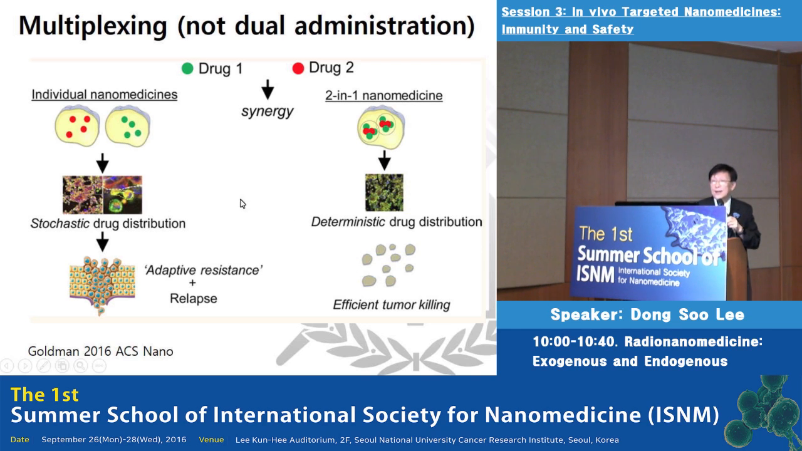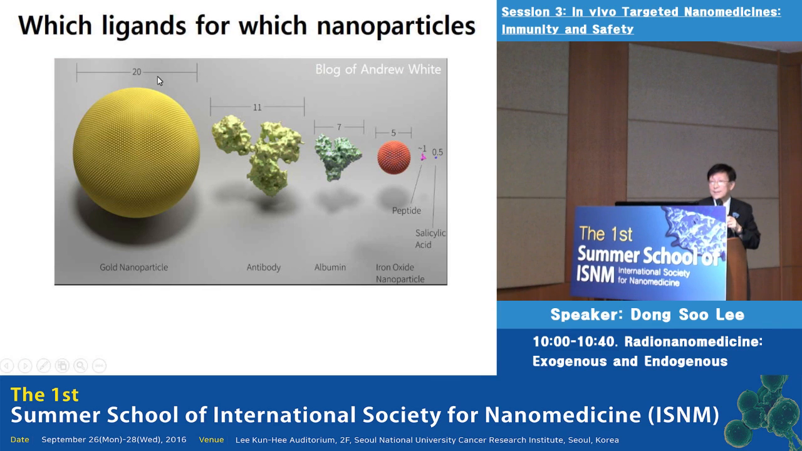So multiplexing is this kind of thing. Which nanoparticles? Gold nanoparticle is just like this. Antibodies. Antibody is actually nano, 11, 15 nanometers. And albumin was proposed as nano yesterday by Professor Kun. And iron oxide nanoparticle was smaller than that. And this is peptide and salicylic acid. Andy White has drawn these pictures and put them in his book.